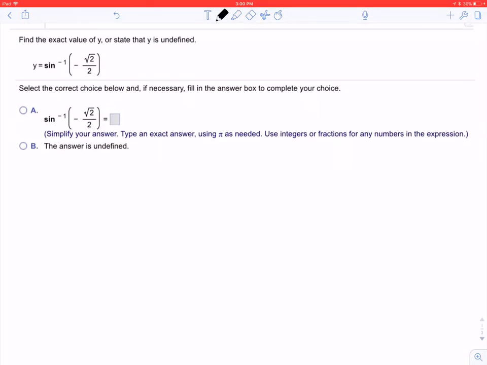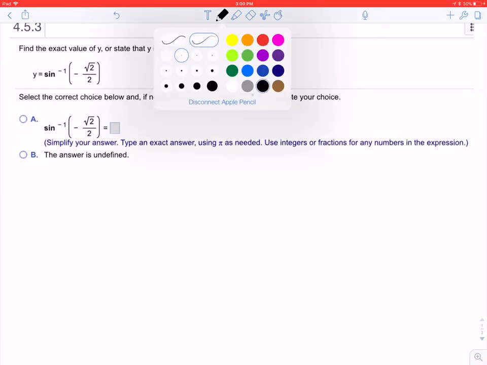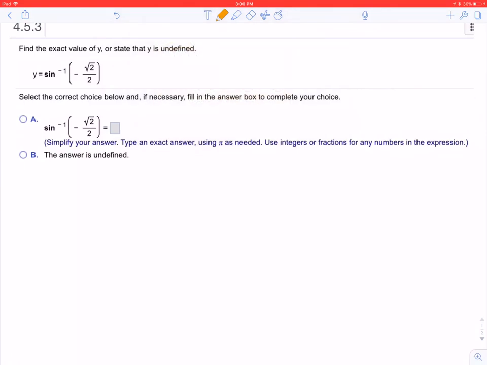It says find the exact value of y or state that y is undefined. So notice we're doing an inverse trig function. So typically I do the following. First, identify the restrictions on the original.